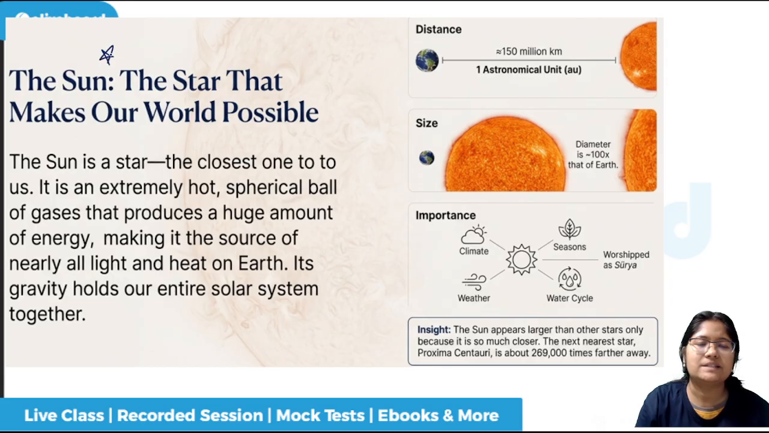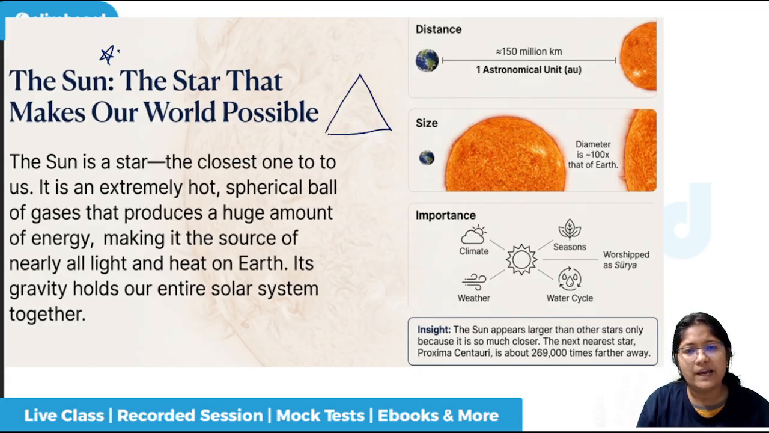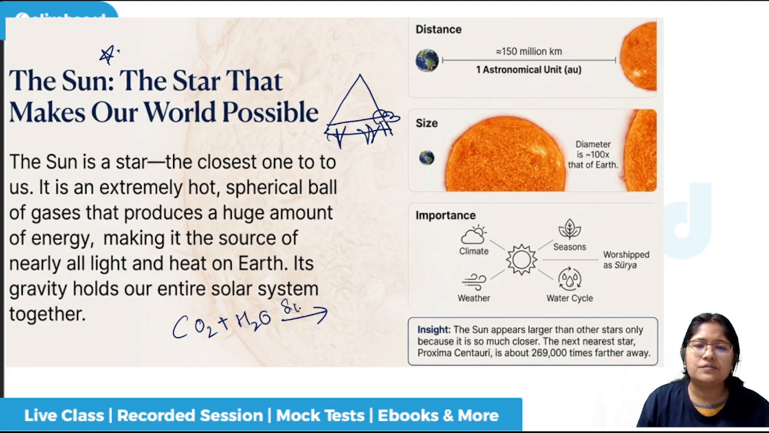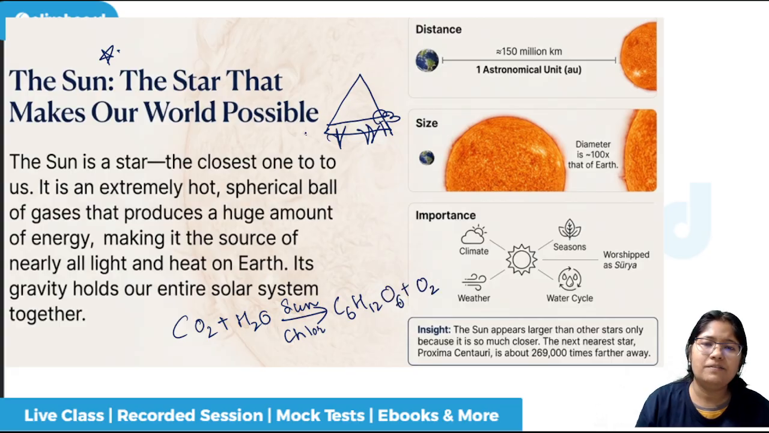So the sun is the star and it makes our world possible as it is the only source of energy. All the energy that we have on earth is derived from the sun. Take the example of the autotrophs. They make food with the help of sunlight, using carbon dioxide and water. In the presence of sunlight only, it is possible to use the pigment chlorophyll and then produce C6H12O6 and oxygen. So that is how we see that every sort of energy is directly or indirectly from the sun's energy.